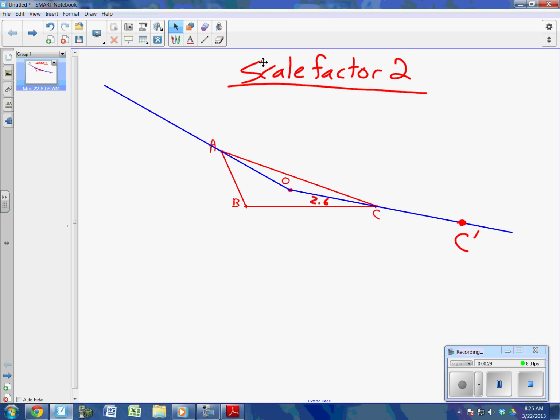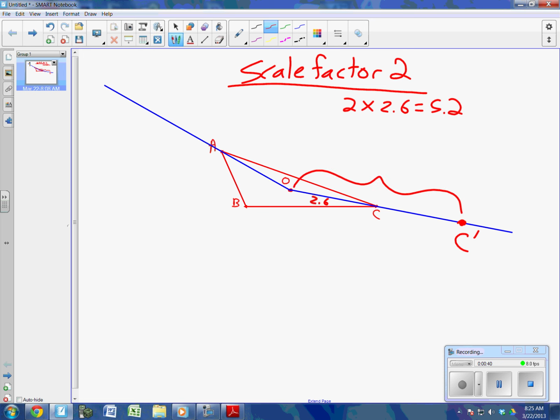Therefore, I multiply 2.6 by 2, and I get 5.2. So 2 times 2.6 equals 5.2. And so my distance from here to there is 5.2. I mark that point, and I call it C prime right here. And I draw, and anyway, that's C prime.